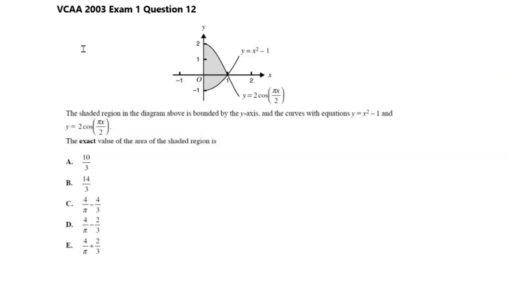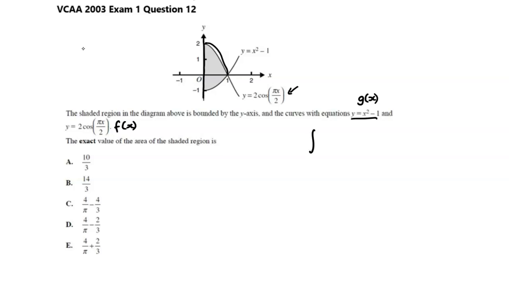So we've got the shaded region is bounded by the y-axis, so the y-axis is this wall here, and the curves with the equation y equals x squared minus 1, that's underneath, so that's like our g of x, y equals 2 cos, and then in brackets pi x over 2. So just be careful with these labels, because this is the one that's on top, even though the label is underneath, so that's like our f of x.